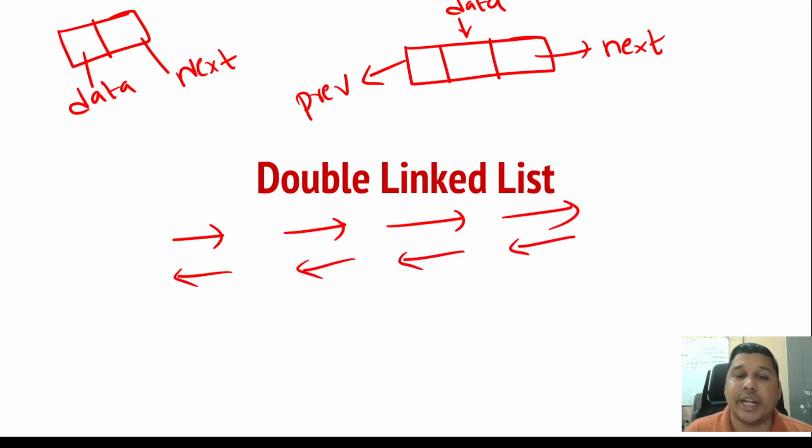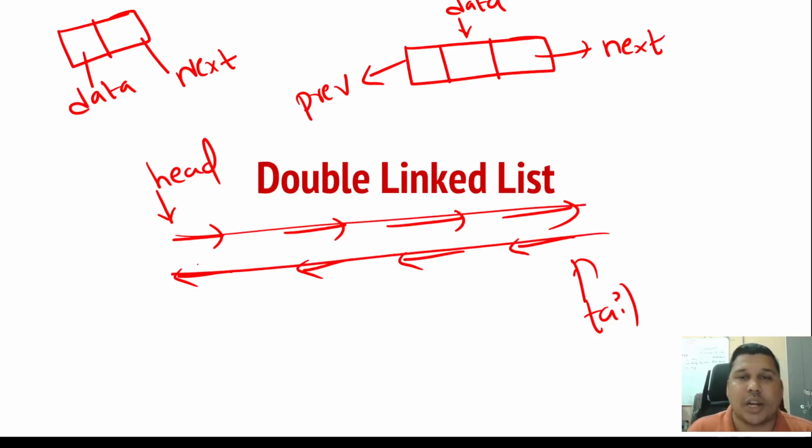Either you can go front, you can come back. This is your head pointer, and here you will have a tail pointer. So, you can either go in this direction or come in this direction, you can go front, come back, any way you can do the operations. Okay. That is a double linked list.